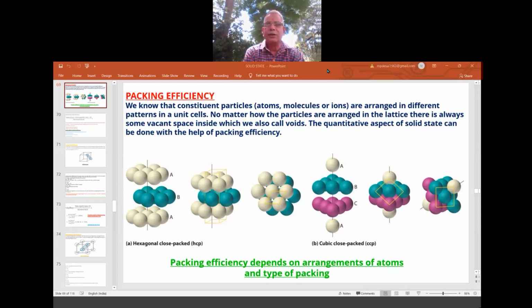Okay. So whether it is hexagonal close packing or cubic close packing or FCC, whatever the type of packing, if the percentage of gap is less, that is the best packing. So today's topic of discussion is packing efficiency. And this packing efficiency depends on what? Arrangement of atoms and type of packing. I told you, the best packing is less gap. Okay, so next point, today's topic with a fresh slide.